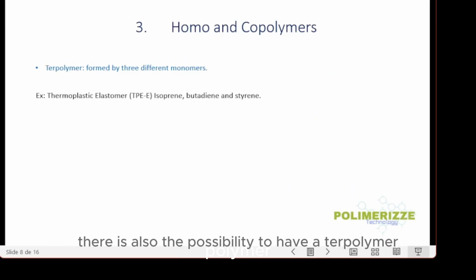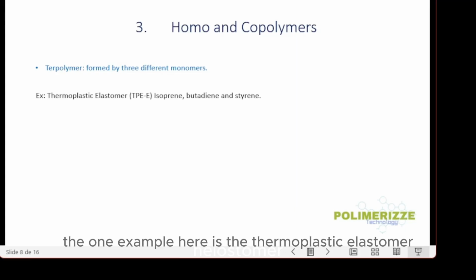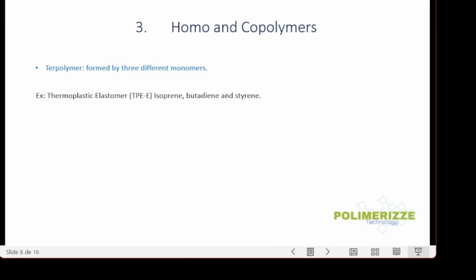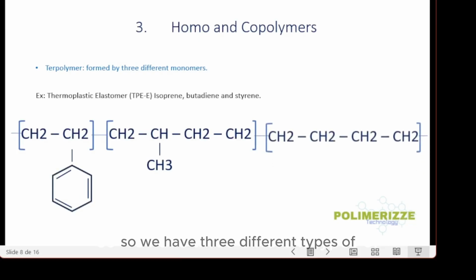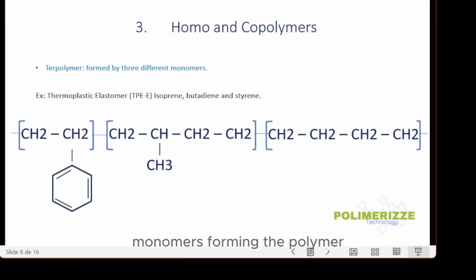There is also the possibility to have a terpolymer. These are formed by three different monomers. One example here is the thermoplastic elastomer, TPEE: isoprene, butadiene, and styrene. So we have three different types of monomers forming the polymer. No need to be afraid of this molecule if you are not a chemist.